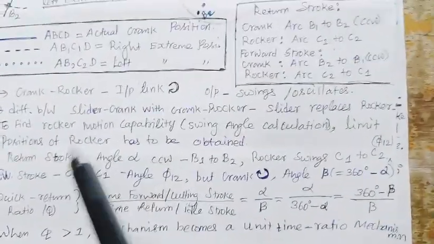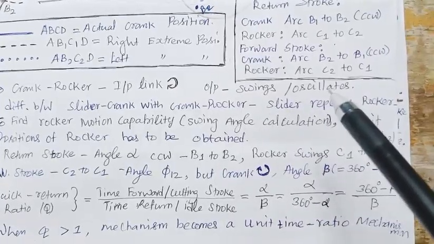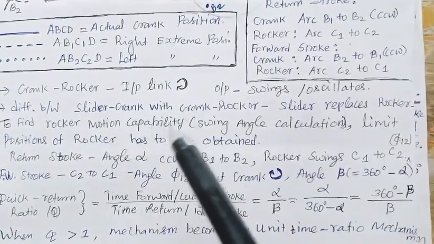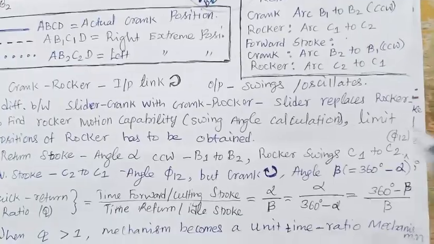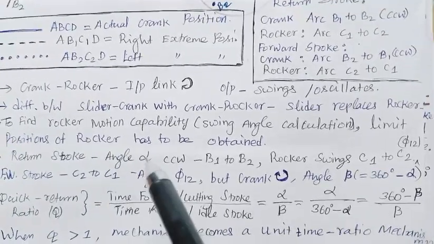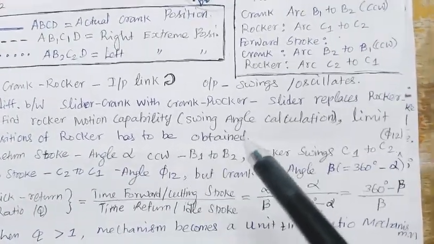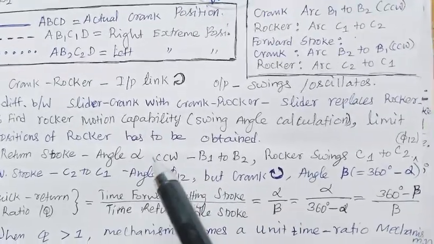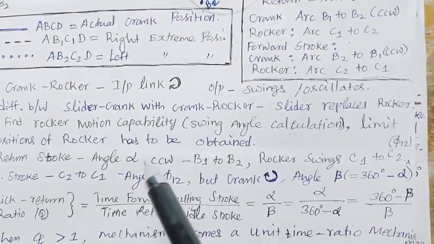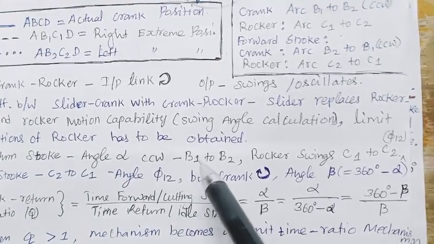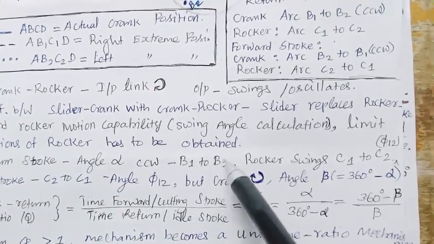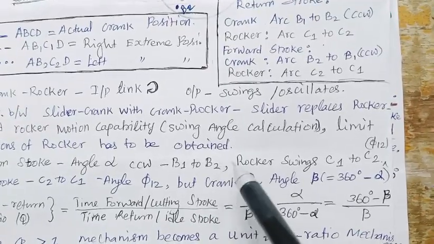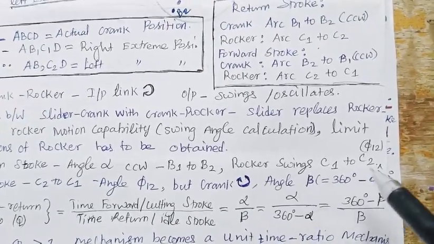So, in the crank rocker, the input link rotates and the output link swings or oscillates. The difference between the slider crank and the crank rocker is that the slider replaces the rocker. To find the motion capability or swing angle, the limit positions have to be calculated. During the return stroke, the crank rotates through an angle alpha in the counterclockwise direction from B1 to B2, and the rocker swings from C1 to C2.